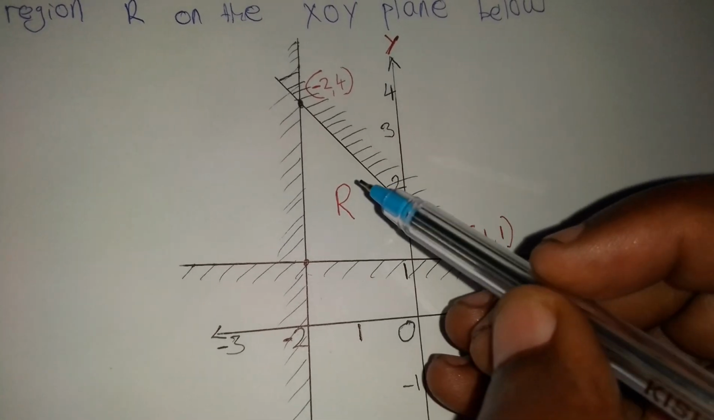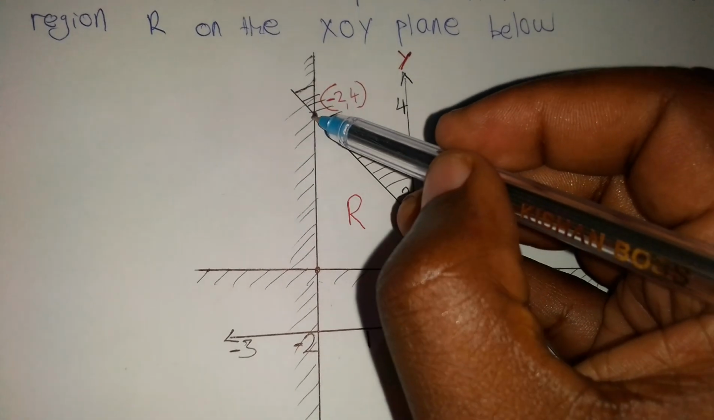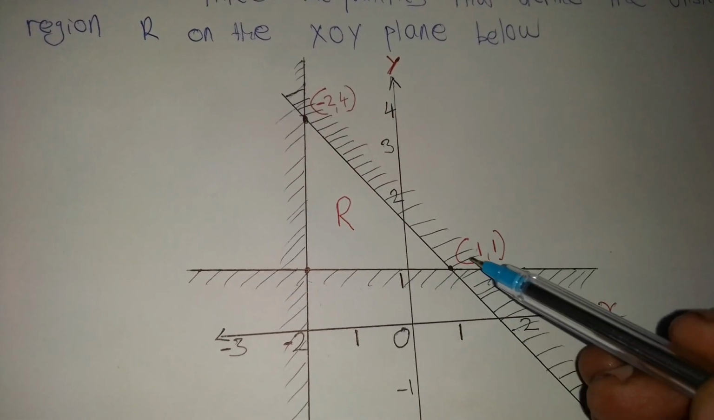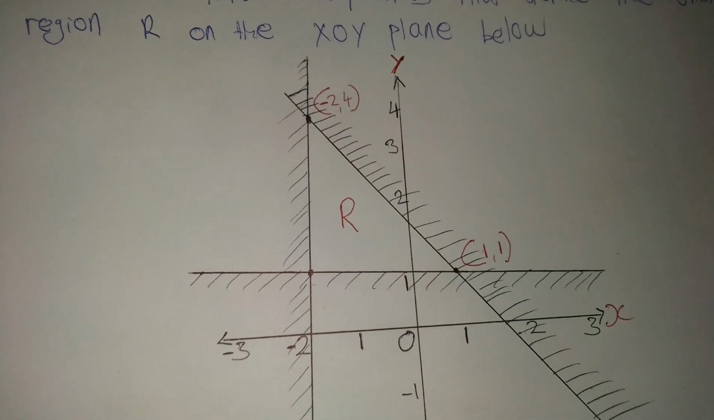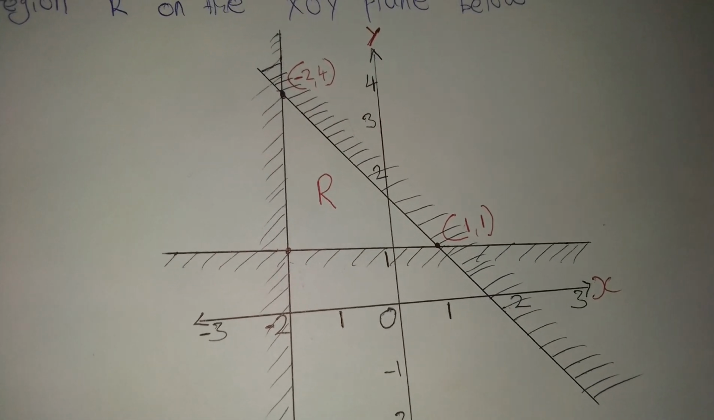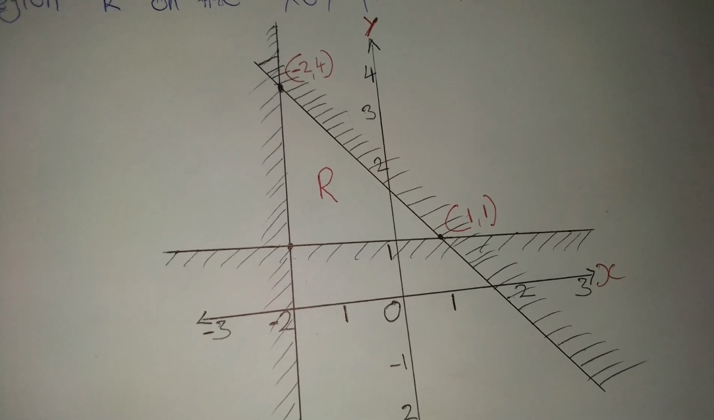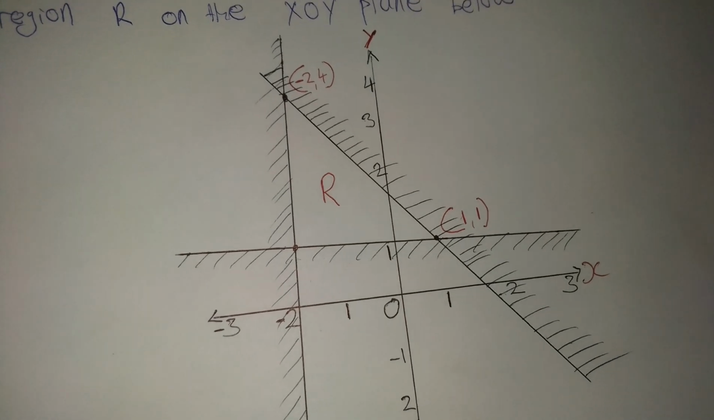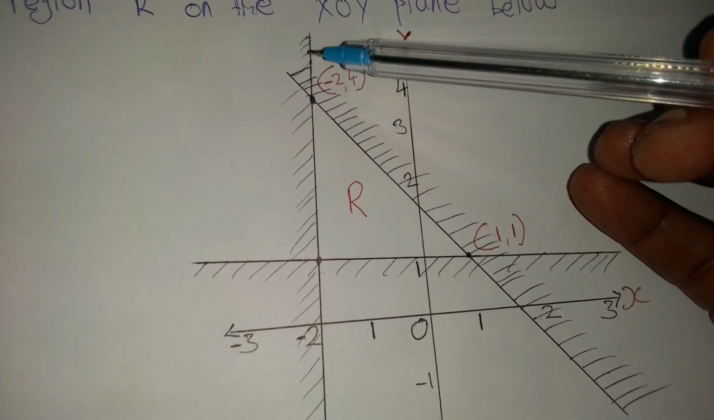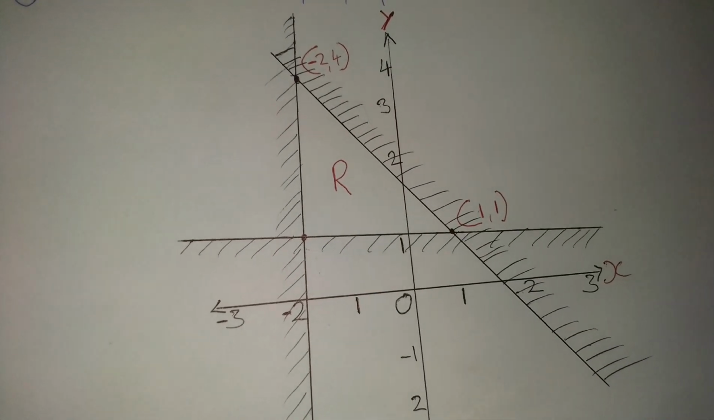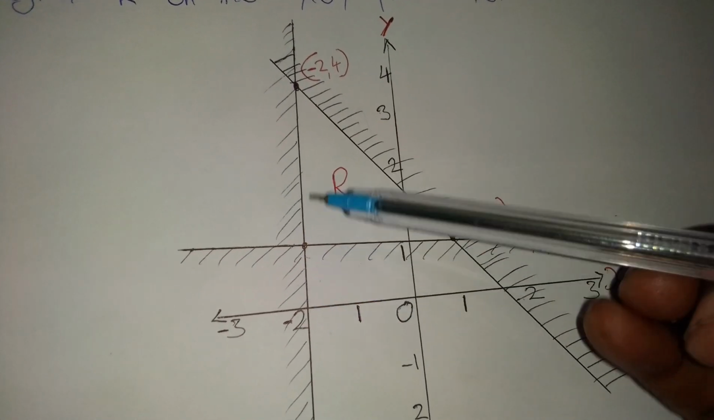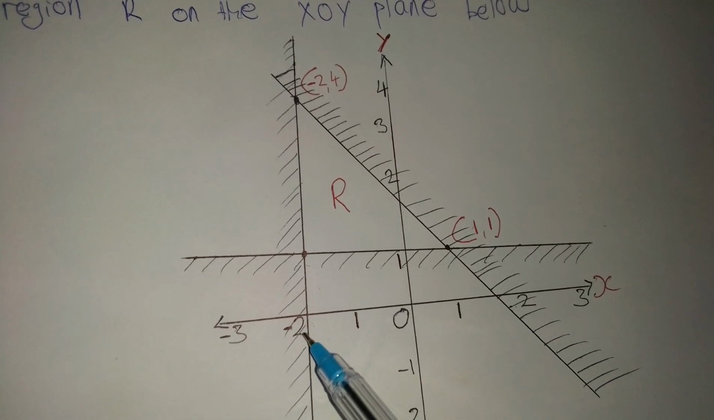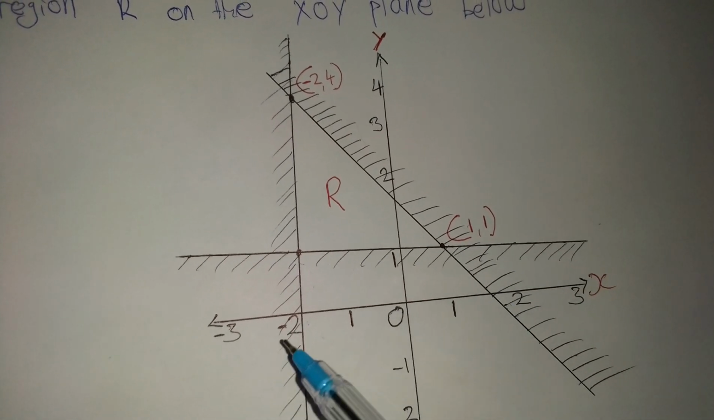Now, this R has corners. We have this corner, this one, and this one. Inside R, nothing is shaded, as you can see. When identifying the inequalities, always start with the one which is the easiest. Let's look at this line. When we follow this line, we can observe that it is cutting the x-axis at negative 2.